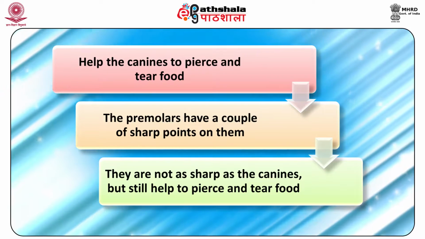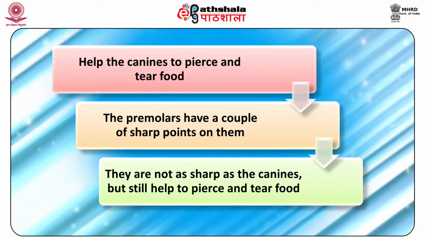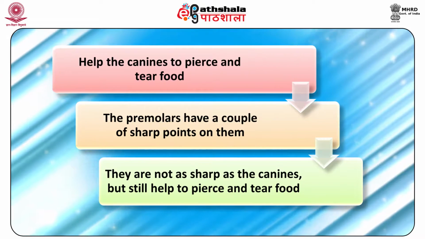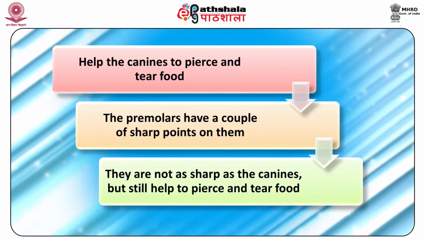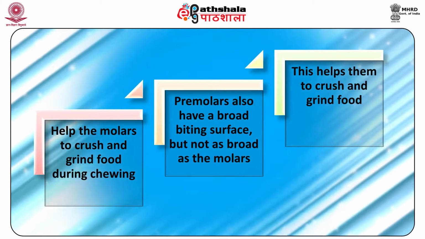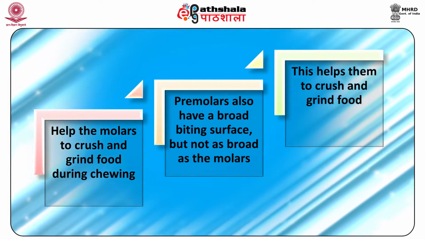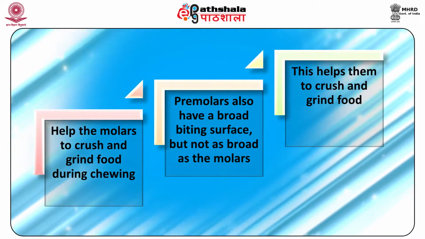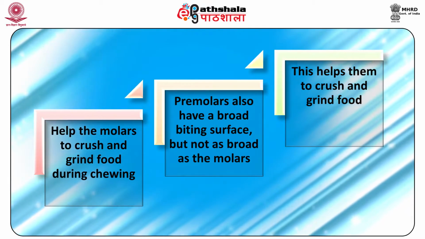If we see the functions of this tooth, they help the canines to pierce and tear food. The premolars have a couple of sharp points on them. They are not as sharp as the canines, but still help to pierce and tear the food. They help the molars to crush and grind food during chewing. The premolars also have a broad biting surface, but not as broad as the molars, and this helps them to crush and grind the food.